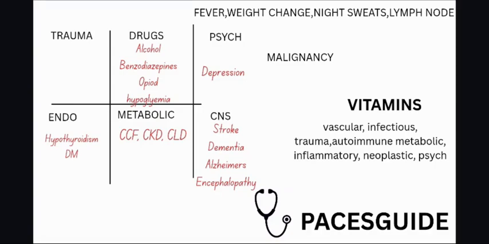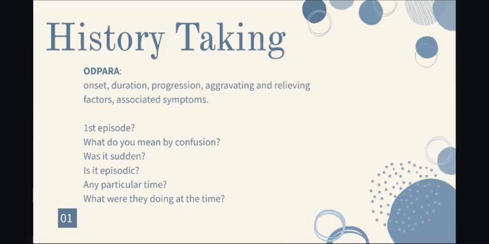Coming to the exact history taking now. It should be started with an open-ended question. So what do you mean by confusion? Can you explain a bit more about it? And then you narrow it down to specific questions. You can apply the mnemonic ODPARA, which covers non-pain symptoms. So in this case, asking about the onset.